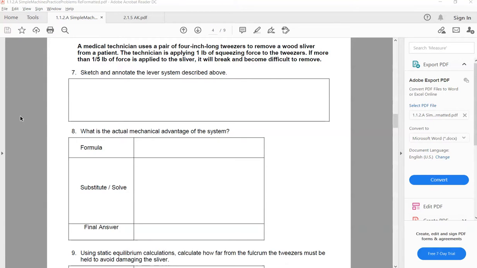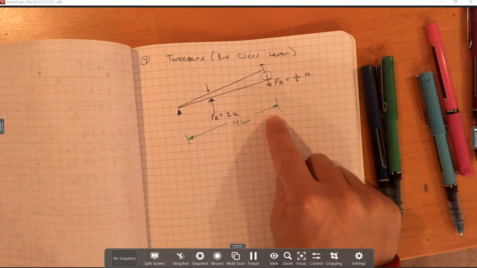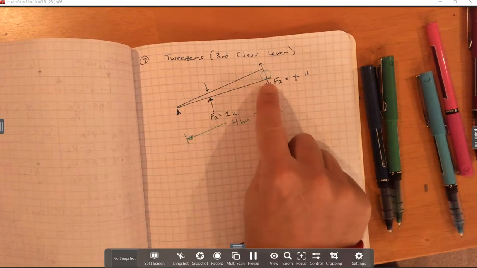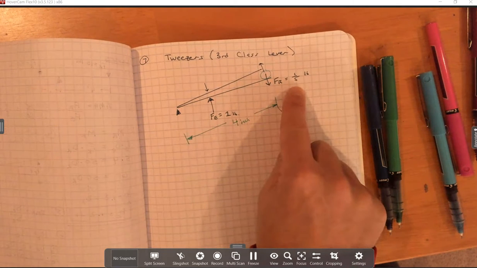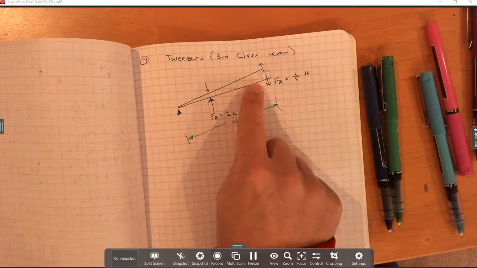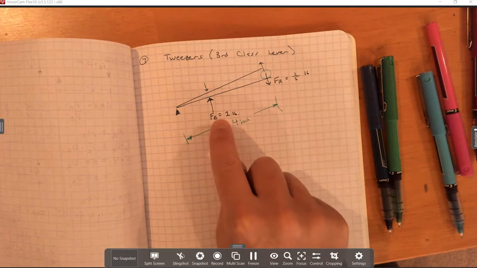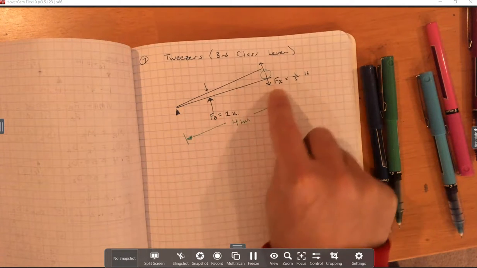Alright, for problems 7, 8, and 9, we're looking at a third class lever, which is a pair of tweezers, and I've gone ahead and annotated what they've given us here, which is a pair of tweezers that are 4 inches long, a technician applying 1 pound of effort force to remove a sliver. And the sliver can't experience more than 1/5 of a pound of force, otherwise you'll break it. And so they're telling us that to get that 1/5, it's going to be 1 pound of effort force by the tech to get that.